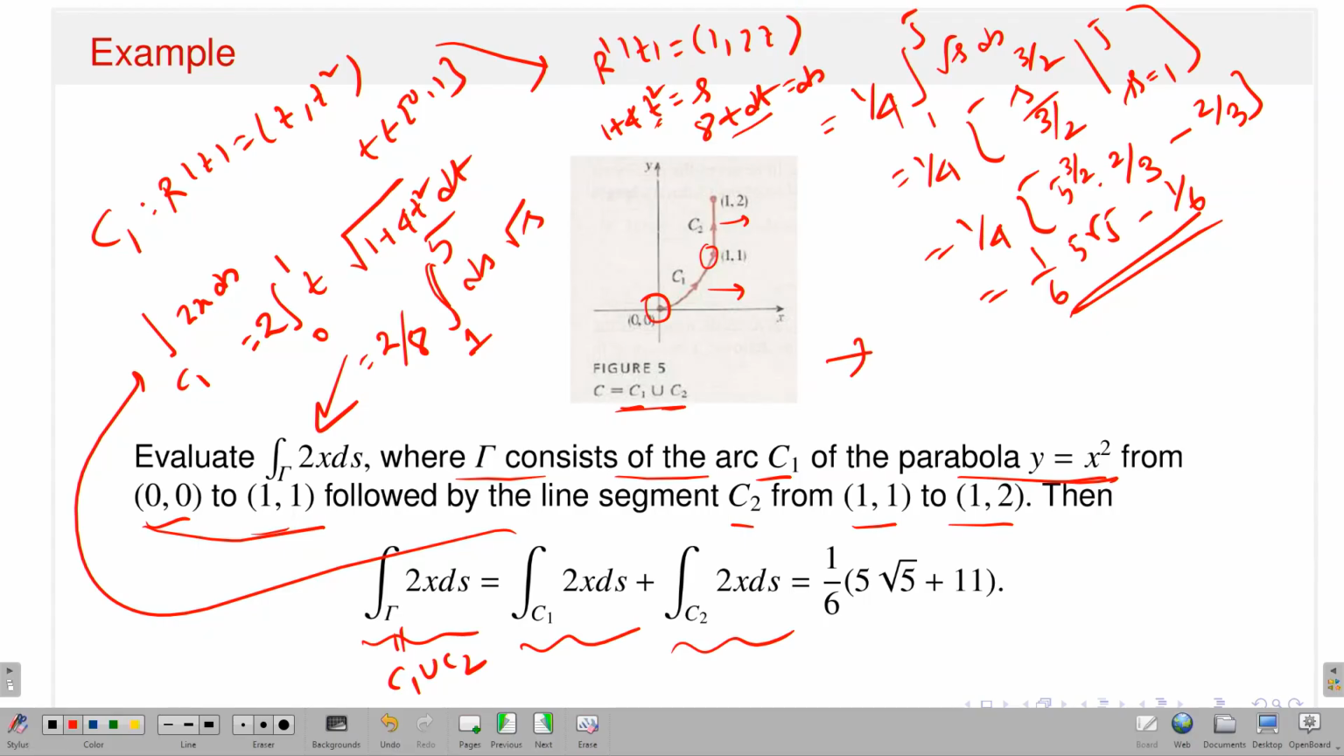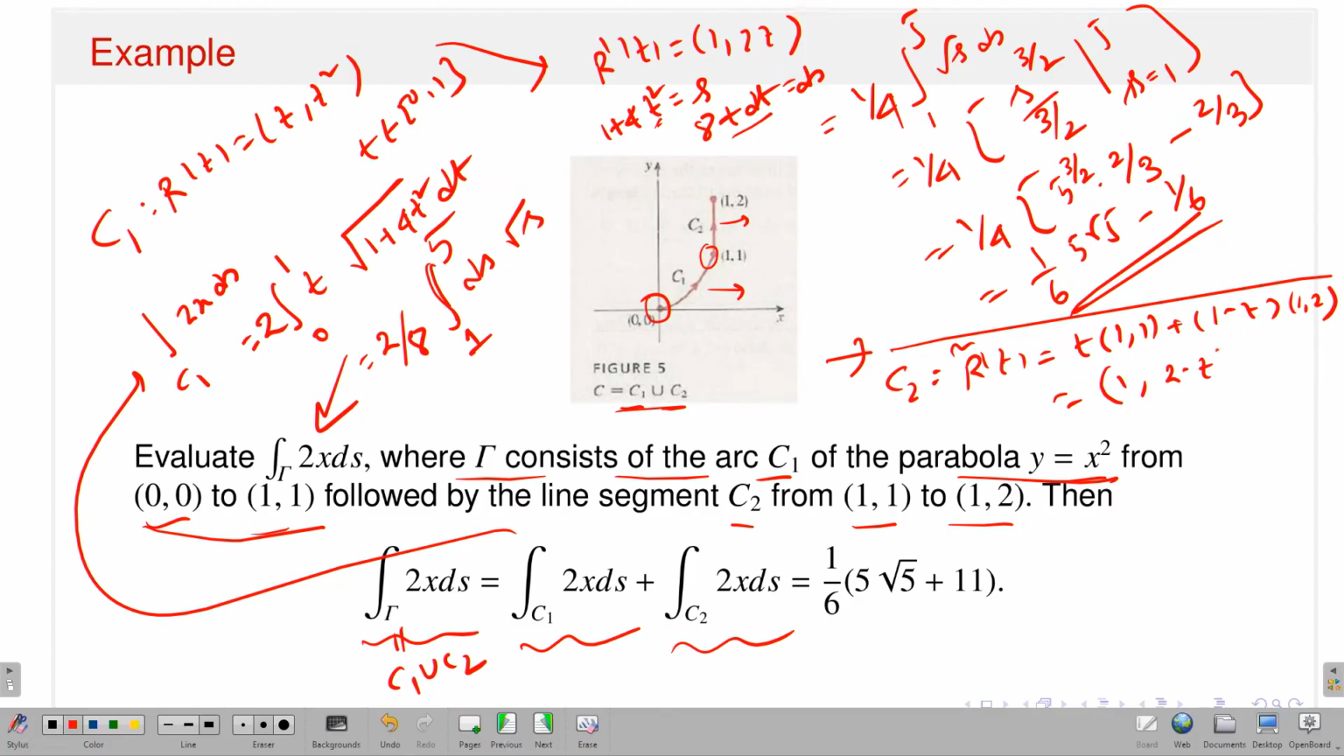And what about the integration over C2? What is the parameterization of C2? C2 is just a straight line with starting point (1, 1) and end point (1, 2). So if C2 has a parameterization, let it be r2 of t, and it is t times (1, 1) plus (1 minus t) times (1, 2). If you add it, the first component will give you 1, and the second will give you t plus 2 minus 2t, that means 2 minus t.